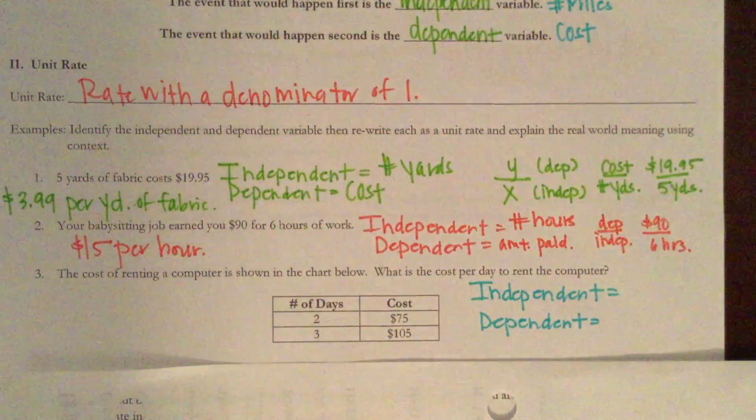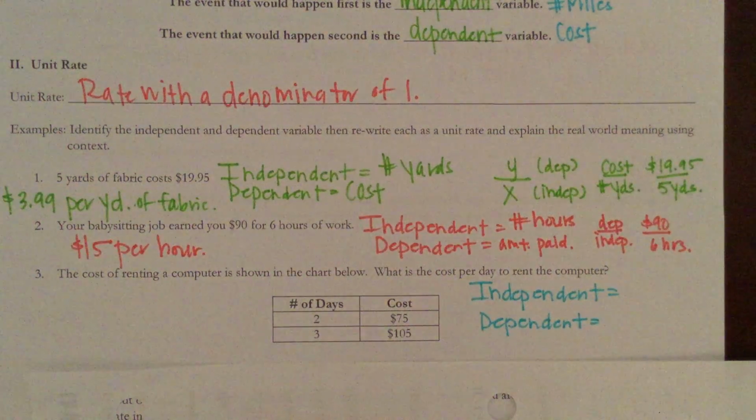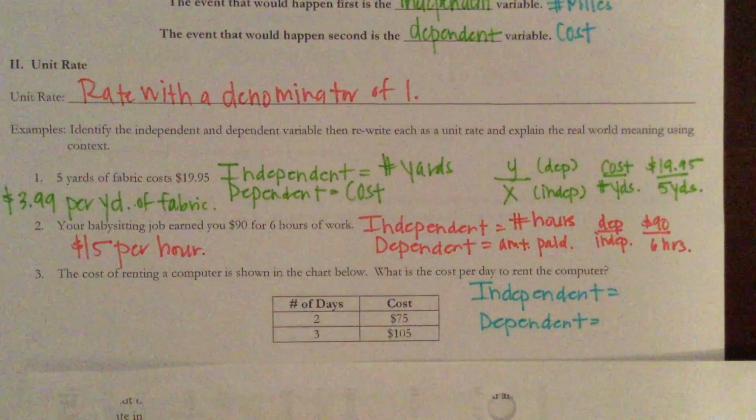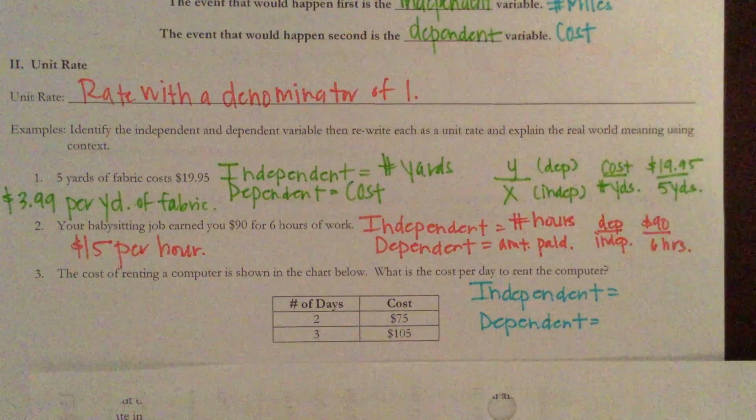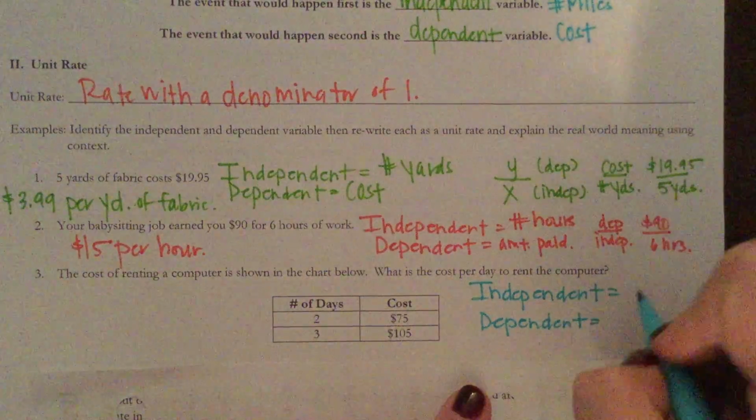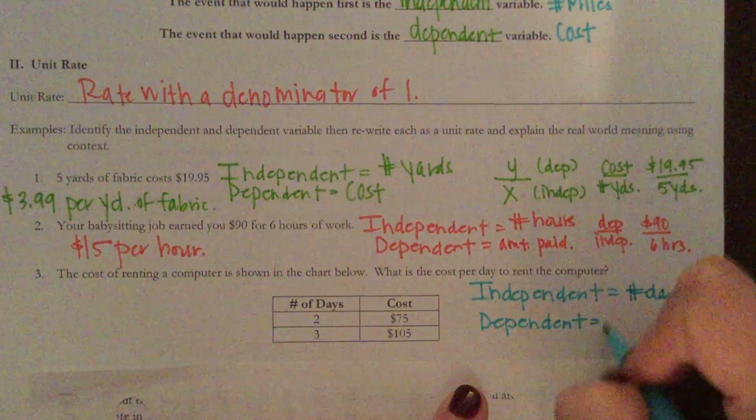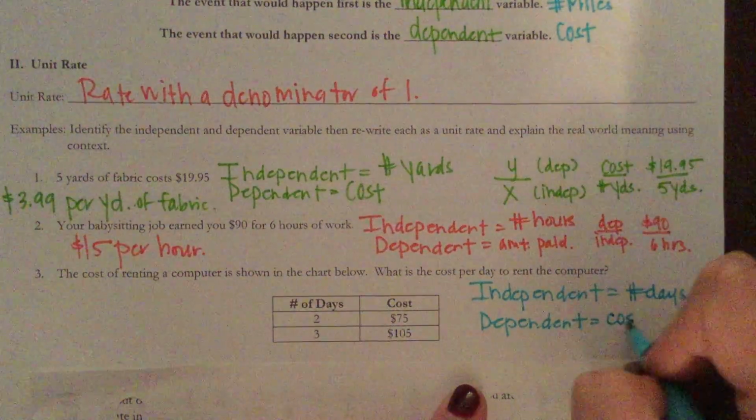I need to determine the independent and dependent variable here. In this case, again, number of days is sort of like a unit of time. I'm going to rent the computer a certain number of days, and then I'm going to go in and pay a certain amount of money. That makes the number of days my independent variable, and that makes the cost the dependent variable.